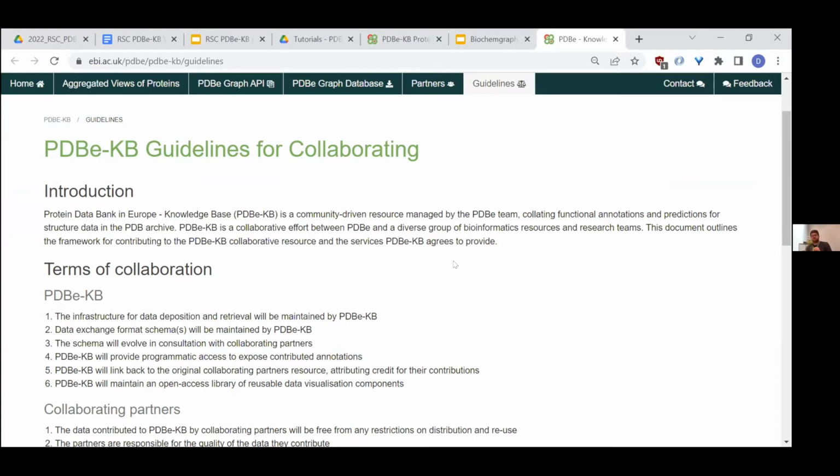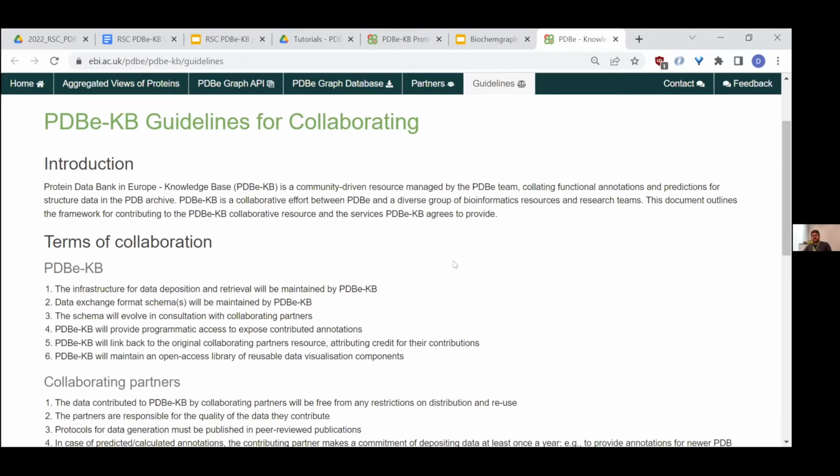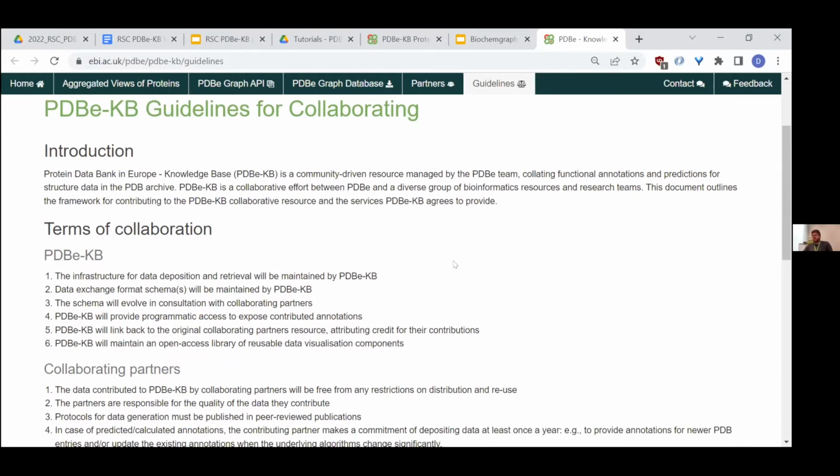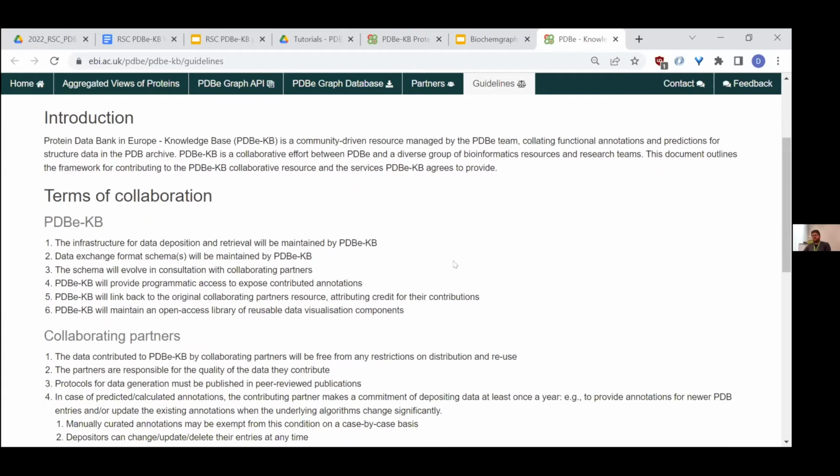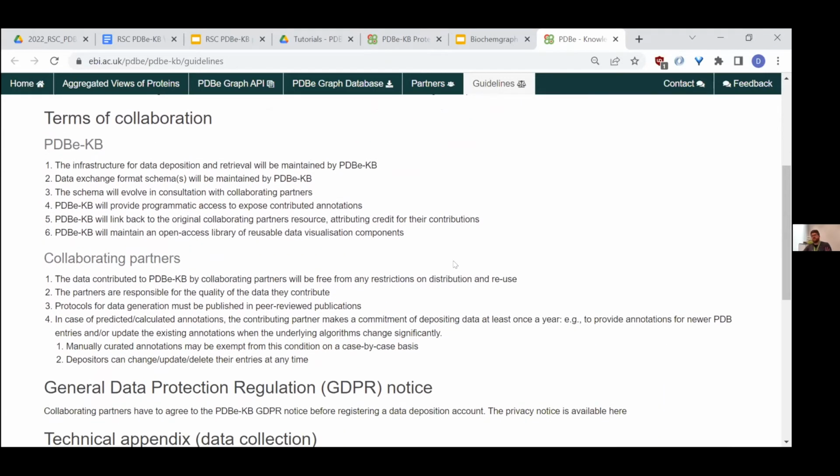But if there's anything else that is missing, or you're not sure whether you quite qualify for this, then it's worth contacting us at PDBe and we can discuss how we can incorporate more data as well. Did you add anything else on that, Preeti? Okay. Any other questions to answer, Chris? No, you're all up to date at the moment.